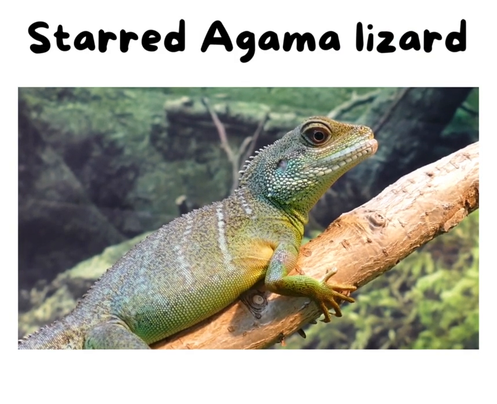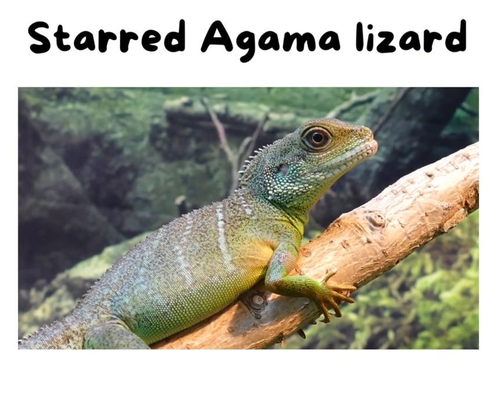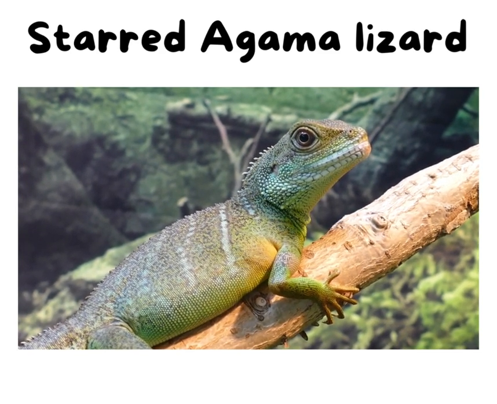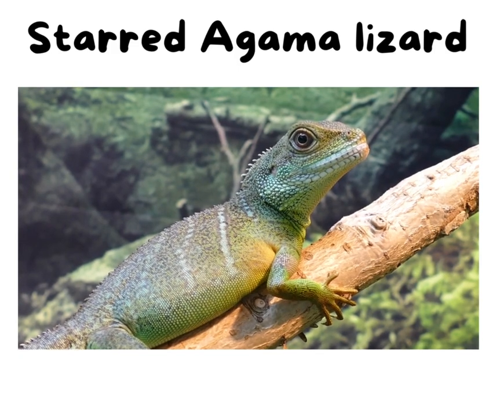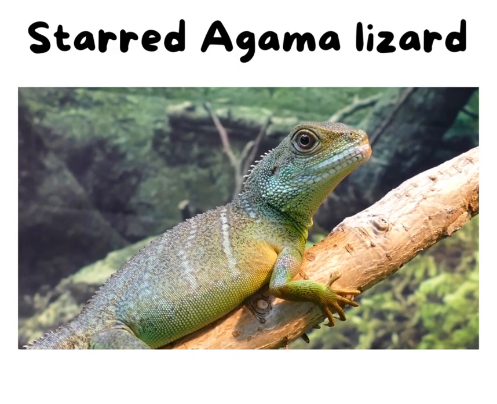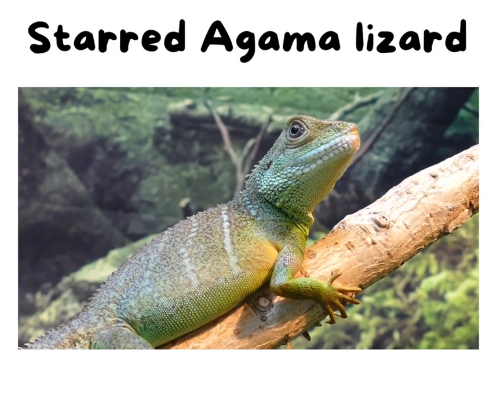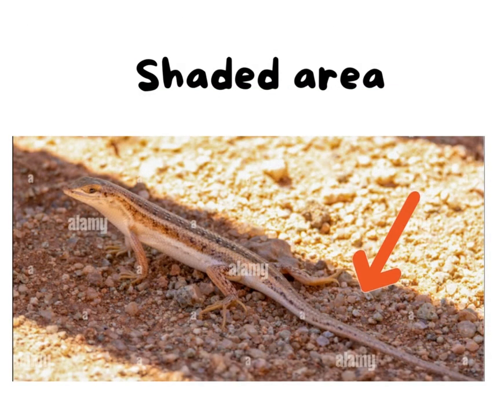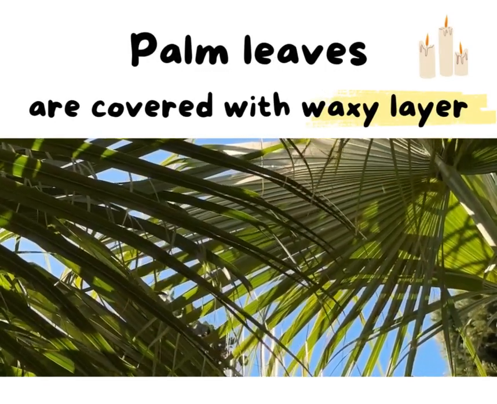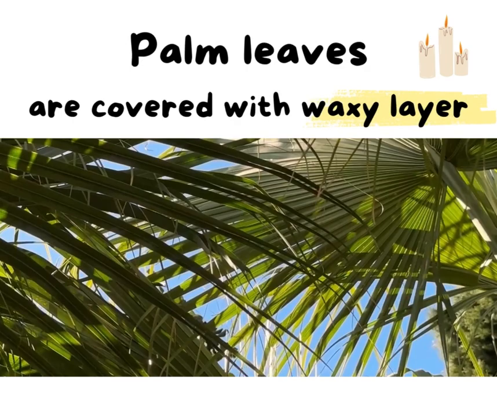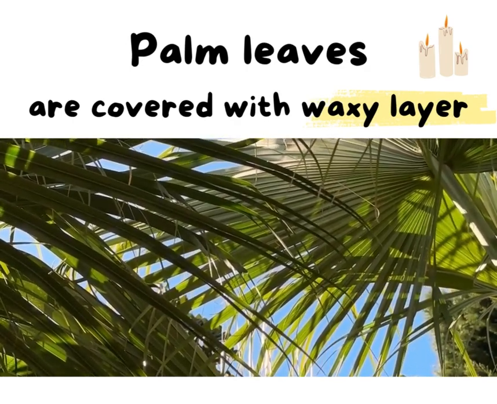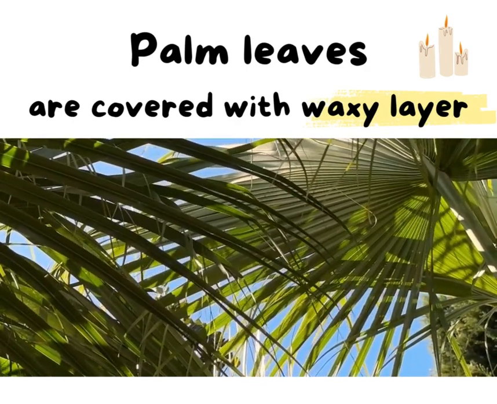The shaded area is the area that the sunlight can't reach because there is a tree or rock or something like that. So it keeps itself in this place to protect itself from the hot sunlight, so it keeps its body cool. Next example, we have palm leaves from the palm tree.